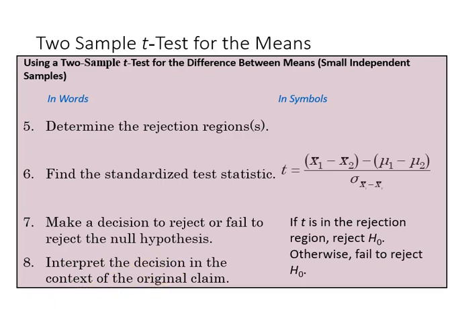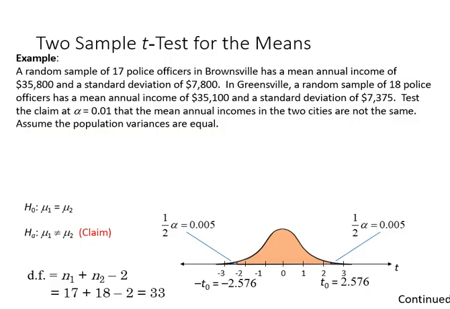Here's an example where we're going to be comparing a random sample of police officers from two different towns to see if there is a difference in their mean annual income. So we're testing the alternative hypothesis that they're not equal, where the null hypothesis is that they are equal. We're looking at an alpha level of 0.01, so we want to be 99% confident. So we use this equation to get to 0.005 cutoffs, and with degrees of freedom n1 plus n2 minus 2, which gives us 33.